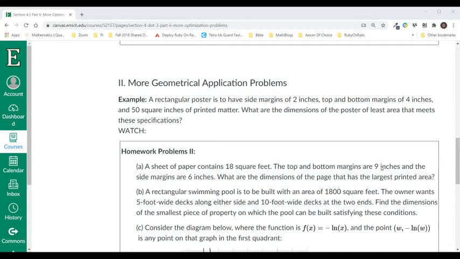So we're in day 2 of geometrical application problems. This is a very, very common type of problem, and I want to make sure we just see how to do it and the sorts of things we need to be able to write.